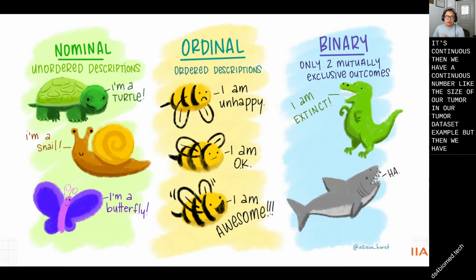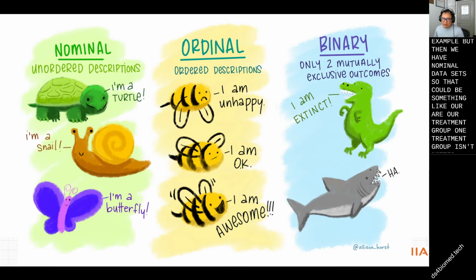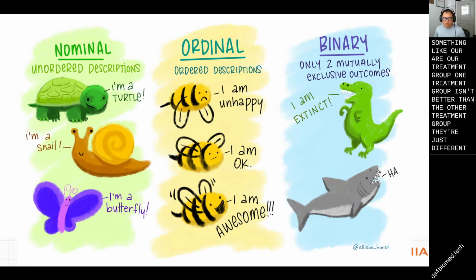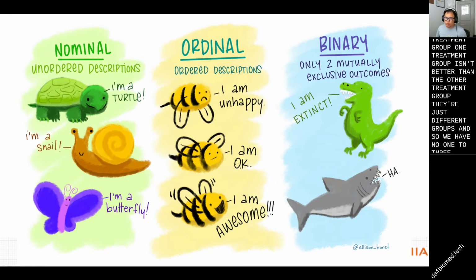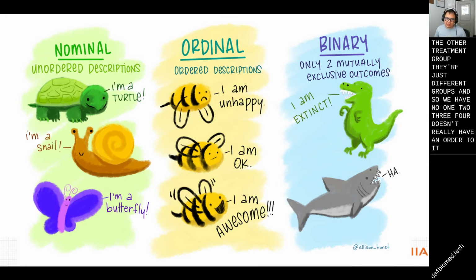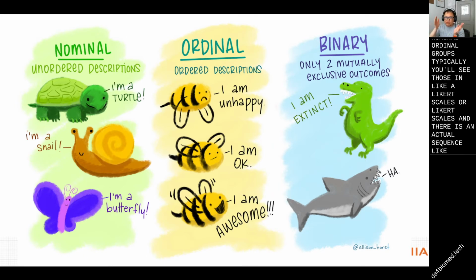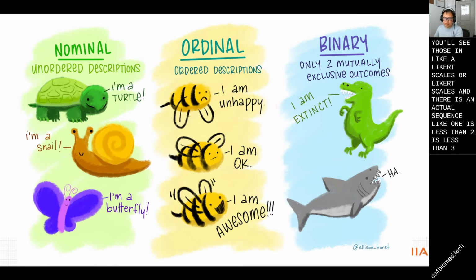But then we have nominal data, so that could be something like our treatment group. One treatment group isn't better than the other treatment group, they're just different groups. So we have 1, 2, 3, 4 that doesn't really have an order to it, so it's nominal. Then we have ordinal groups. Typically you'll see those in Likert scales. And there is an actual sequence, like 1 is less than 2 is less than 3, etc.